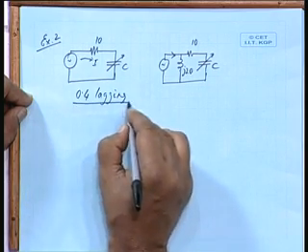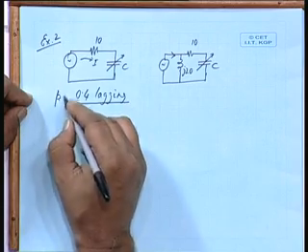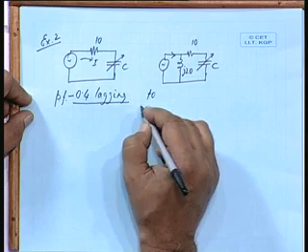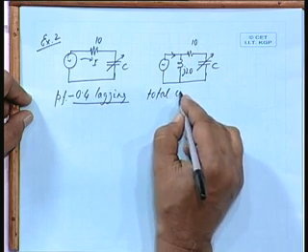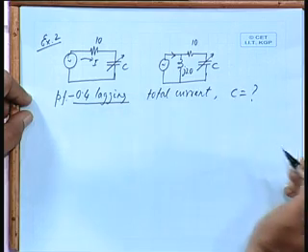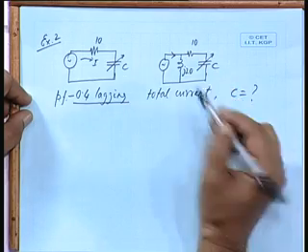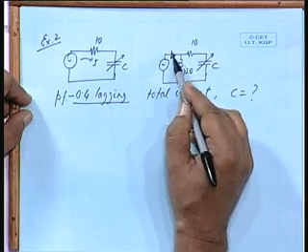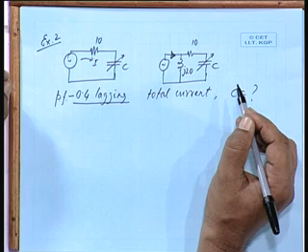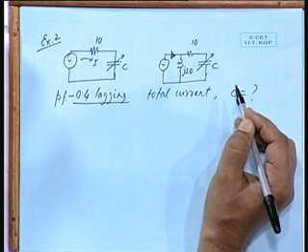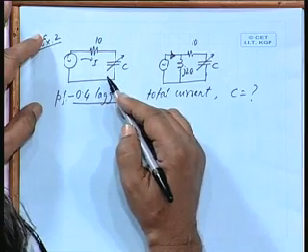For 0.4 lagging power factor, for the total current, what is the value of C? The question is, for what value of C will this total current I have a power factor of 0.4 lagging? Have you understood the question? So, let us try to find out the locus of this first.